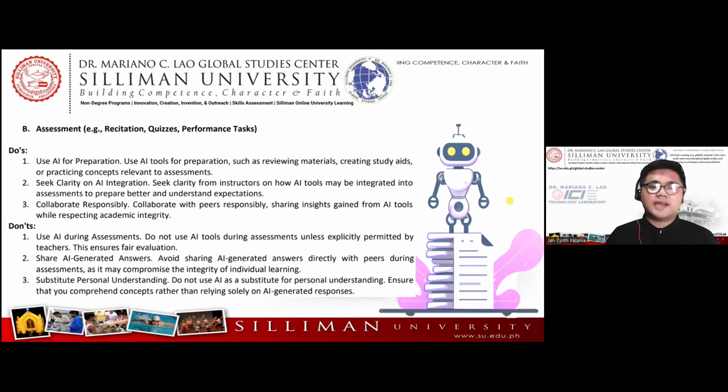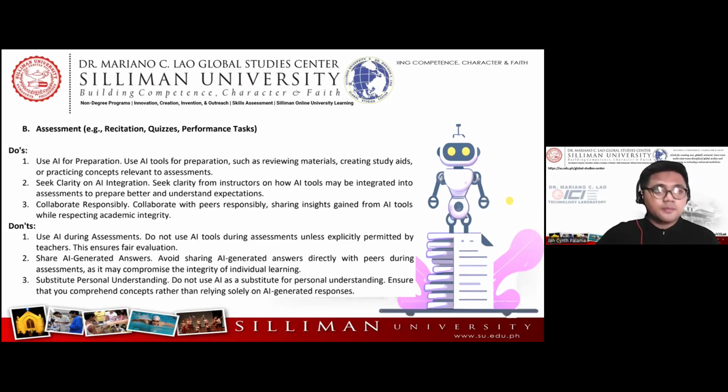You need to really ask for clarity from your instructors. Why? Because these guidelines are now implemented, and it depends upon how instructors and teachers apply them to assessment, for example. Seeking clarity is very important.